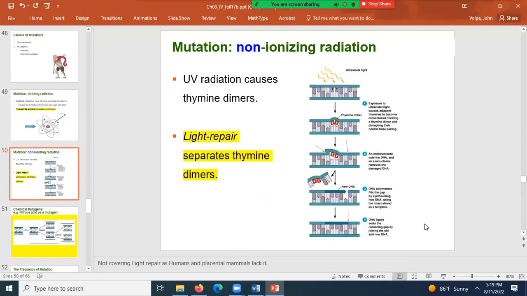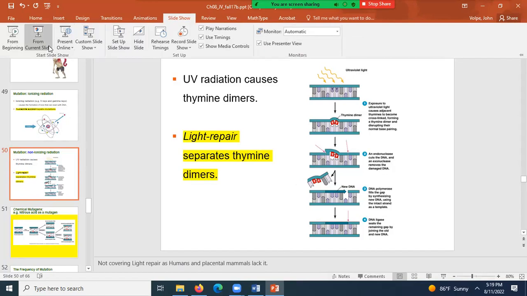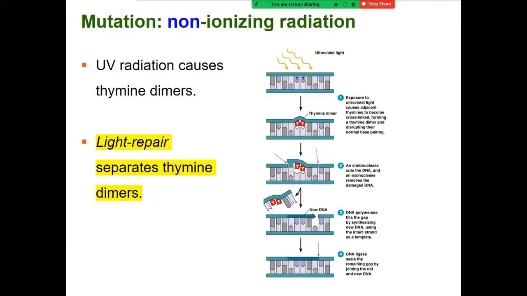The second type of radiation is non-ionizing radiation. And generally, there's only one type of non-ionizing radiation, and that's UV light or UV radiation. This radiation does not give the atom enough energy to lose an electron. However, UV light, when it hits DNA, it causes adjacent thymines to pair with each other.